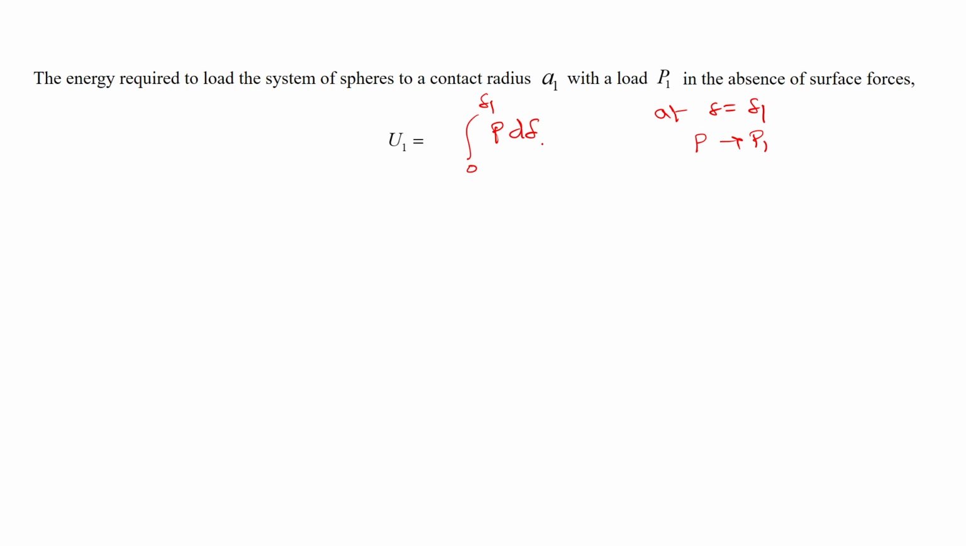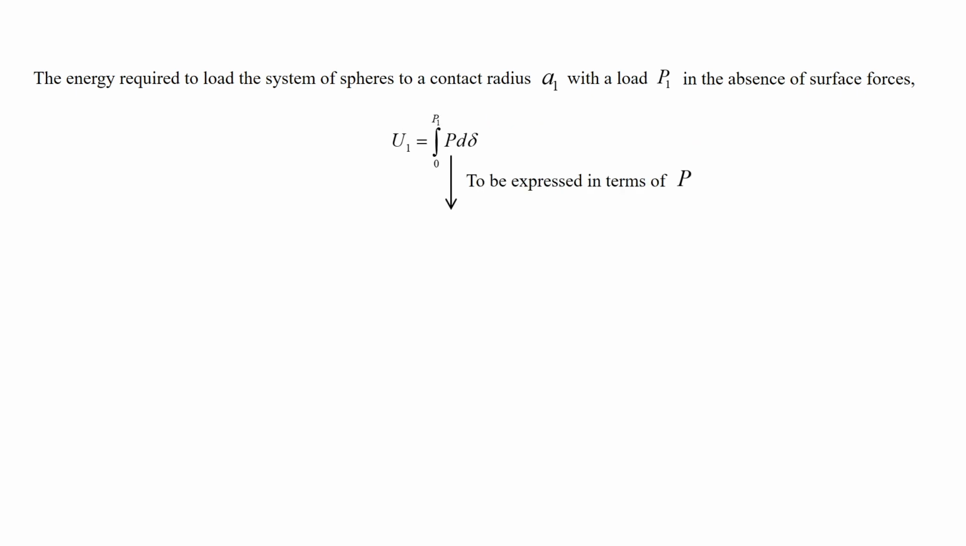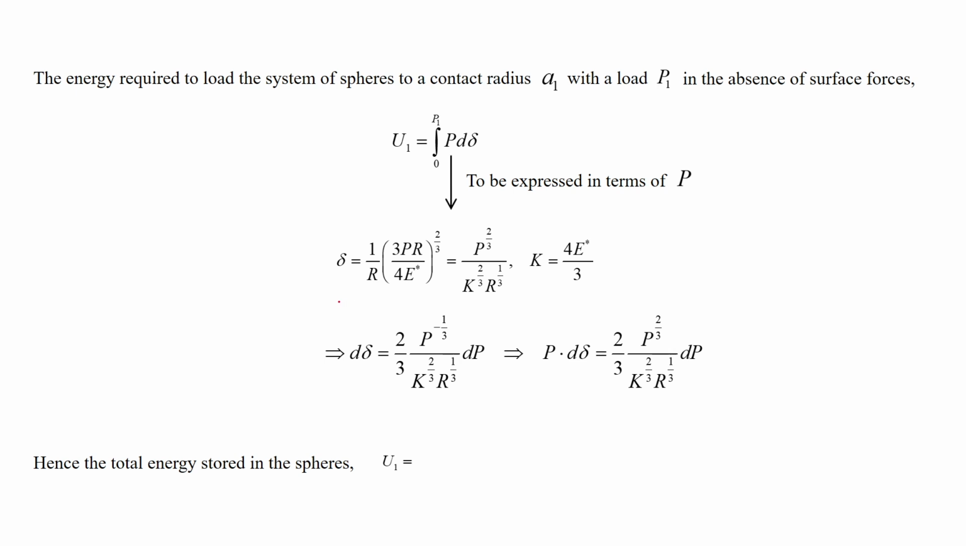So, here what is delta? That needs to be known, and that is actually known from the Hertz mechanics. Delta is given by the square root of 1 by R, times 3P by 4E star, all squared, to the power 1 by 3, that is the square root of 2 by 3 notation. I told you that we will introduce a notation here: 4 E star by 3 is equal to capital K, and therefore d delta will be written as the derivative of this with respect to P, so it becomes 2 by 3 P to the power minus 1 by 3 into dP, and you multiply it by P here. So, P d delta will be like this.